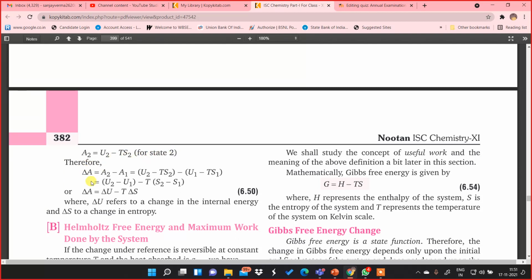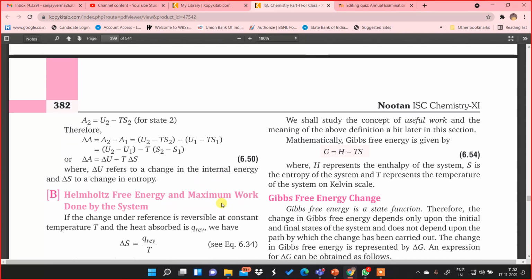Upon subtracting, the change in free energy delta A can be written as A2 minus A1, or U2 minus TS2 minus U1 minus TS1, or if you rearrange, U2 minus U1 minus T(S2 minus S1). So we have delta A, the change in Helmholtz free energy, equal to delta U minus T delta S, where delta U is the change in internal energy and delta S the change in entropy. Now, why are we talking about Helmholtz free energy and maximum work done by the system?